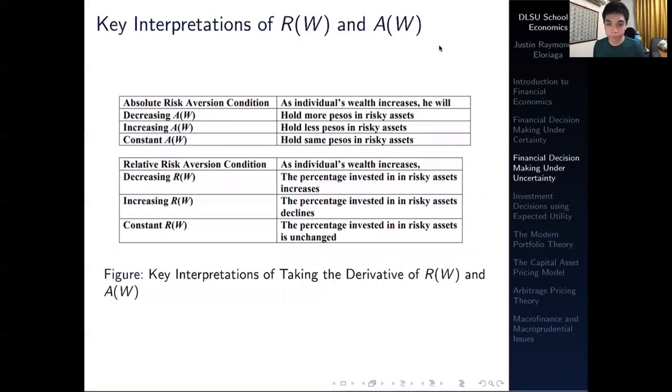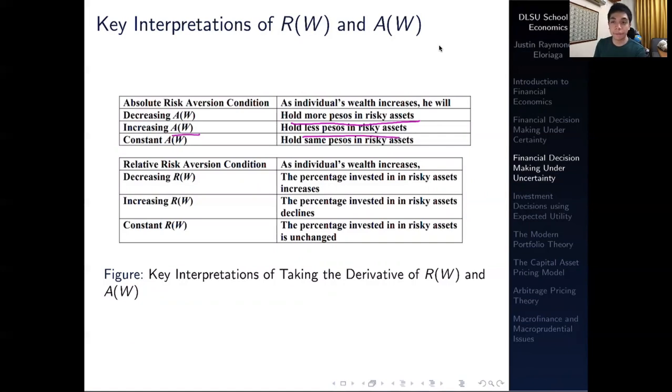So these are our key interpretations. If we have a decreasing A(W), then the tendency is to hold more pesos in risky assets. If you have an increasing absolute measure of risk aversion, then you hold fewer pesos in risky assets.